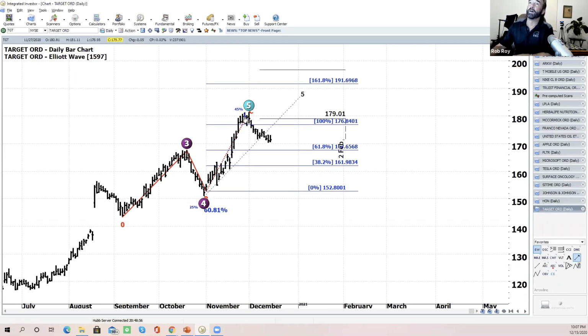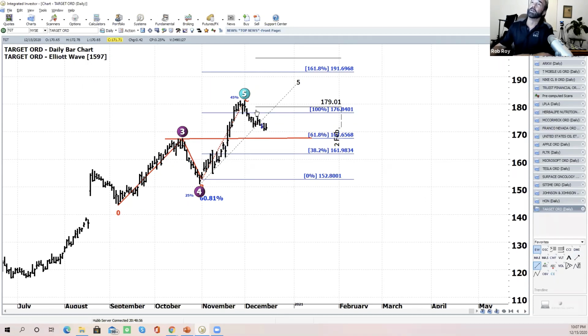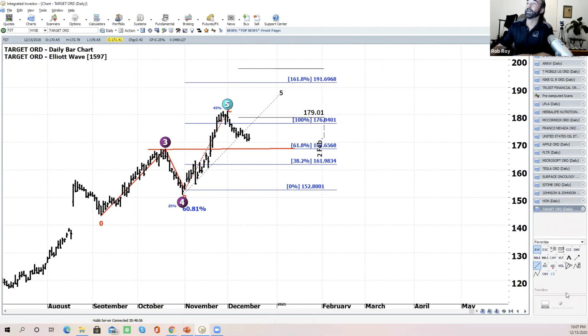So it's hit its wave 5 target, it's hit its wave C target, and my guess, which is just a guess because who knows at this point, is that it's already done what it's supposed to do. We wait for it to tell us what the next move is, but my suspicion is we're going to come test that 61% extension in the wave 3 high at 170. From there, it could take back off to the upside again if it wanted to.